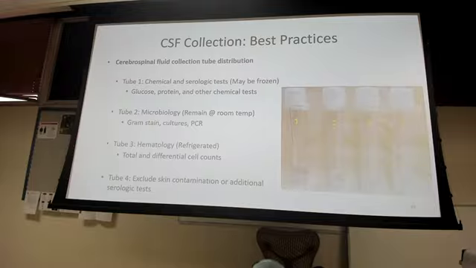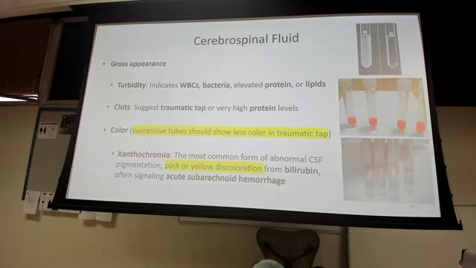Tube 3 will be refrigerated. That's where we will get our total and differential cell counts. And then lastly, tube 4 will exclude skin contamination or additional tests. A lot of times that 4th one we kind of share if we need additional samples to run additional tests. Okay, that's the best practices.